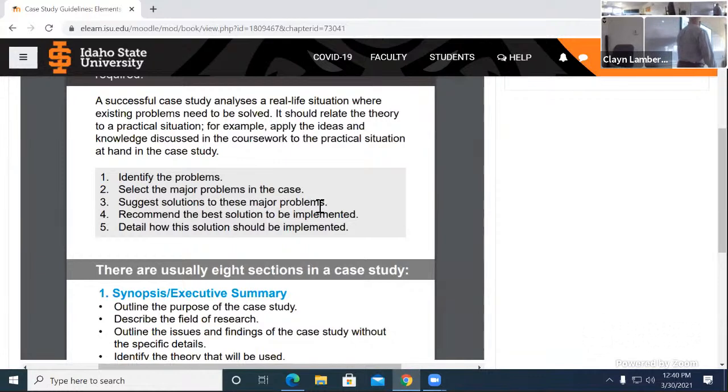Identify the problem. Select a major problem in the case, because there might be more than one. Which one do you think is the biggest issue? So for example, in McDonald's, there was the fact that the woman got burned. That's not the only ethical challenge or problem in the case. What was another example of an ethical problem in the case, if you guys can remember?